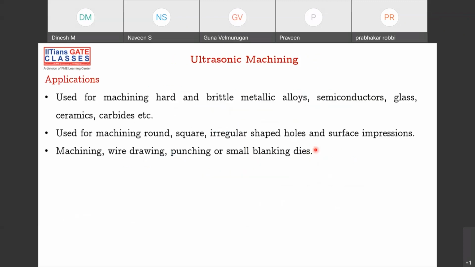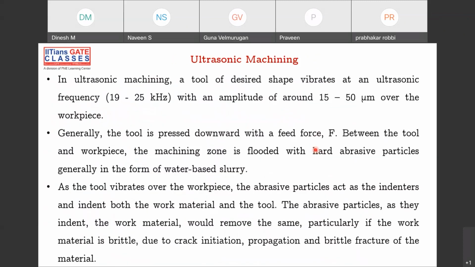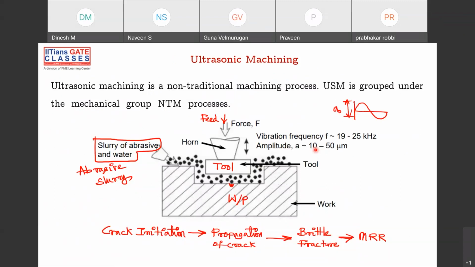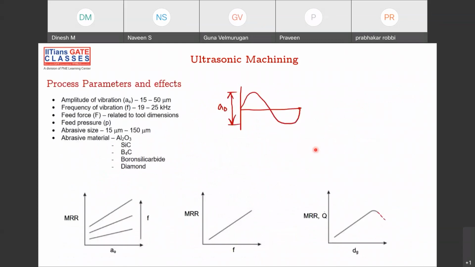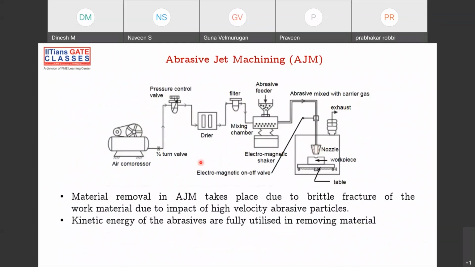Here in ultrasonic machining, momentum is created. The momentum of the abrasive particles is created because of the ultrasonic vibrations, right? But in this case, the momentum is created because of such a mechanism. This is the mechanism. And the same mechanism: it will hit the workpiece, create some crack, which then propagates, then brittle fracture. That is how the workpiece is being removed. That is how material removal happens in abrasive jet machining.